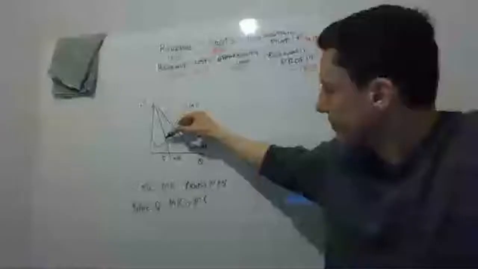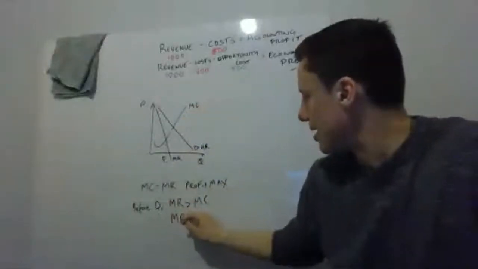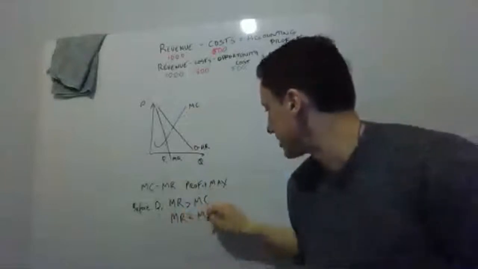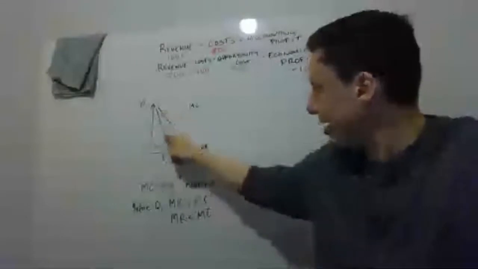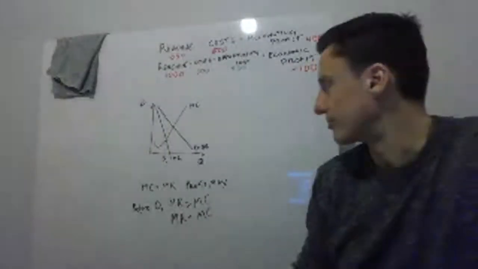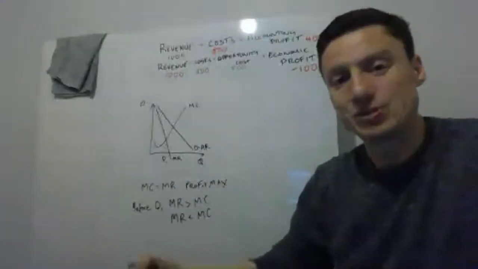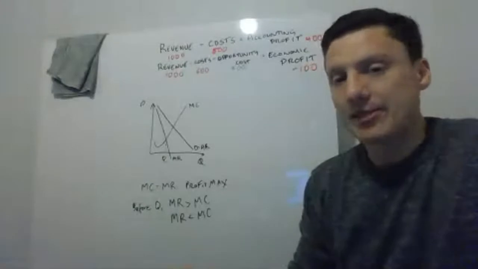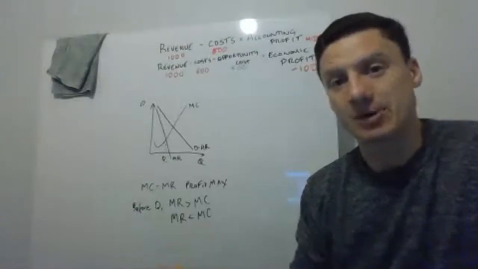After Q1, notice that now MC is bigger than MR, or MR is smaller than MC. The two have reversed because that's the crossing point. Before that, MR was bigger than MC, now MC is bigger than MR, which means for every additional unit that's produced, the cost of making it exceeds the revenue we get from selling it. Therefore, we would actually see a decrease in the total amount of profit being made. That's not to say that there wouldn't be any profit, it's just that profit isn't maximized.